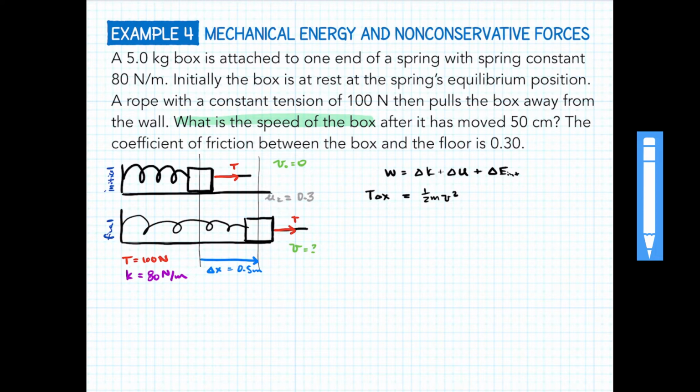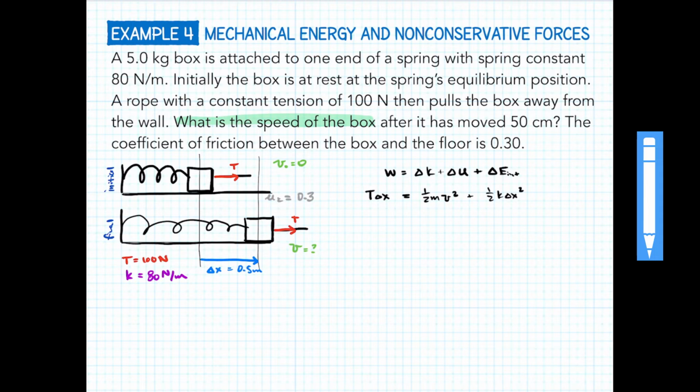What about our potential energy? What's our final potential energy? No, it's still moving, right? So what's going on with the spring? It's getting stretched. The final position is stretched. So that means you want 1/2 k delta x squared minus the initial position, but that's the equilibrium position. So that's going to be minus 0. So we just leave this term like this, okay?